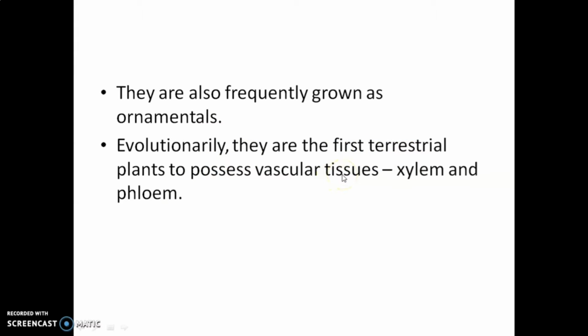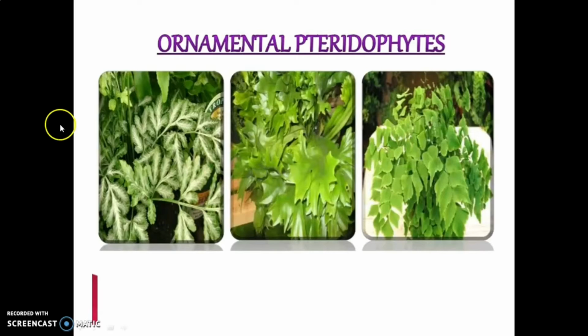What do you mean by vascular tissues? Those tissues that are conductive in function are known as vascular tissue. We know that the complex permanent tissues, xylem and phloem, are vascular tissues. Xylem is used for the conduction of water and minerals, phloem for the conduction of food. Okay, so evolutionarily, they are the first terrestrial plants to possess these vascular tissues. And these are some ornamental varieties of pteridophytes.